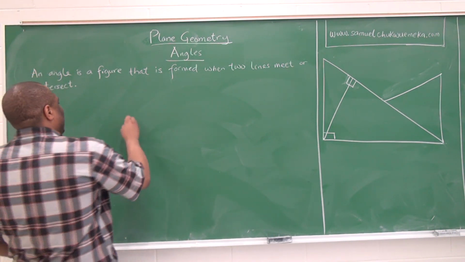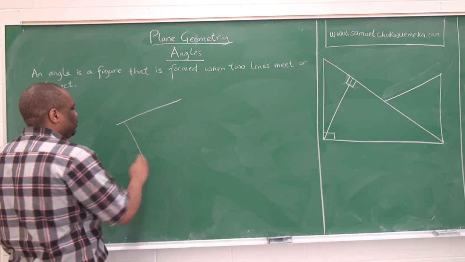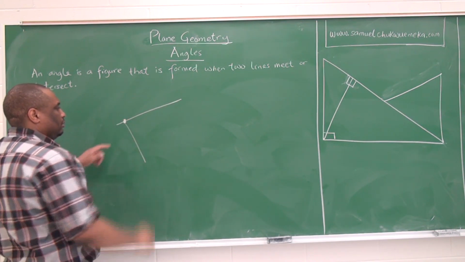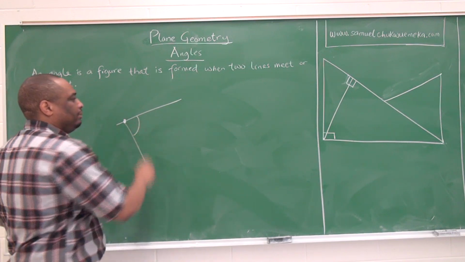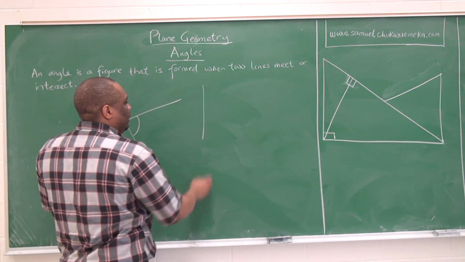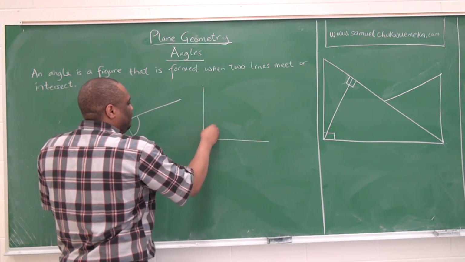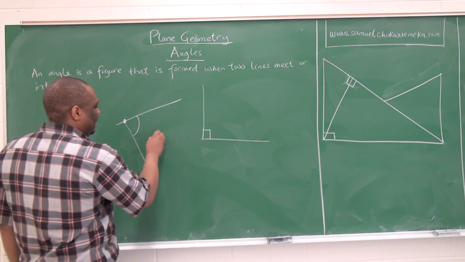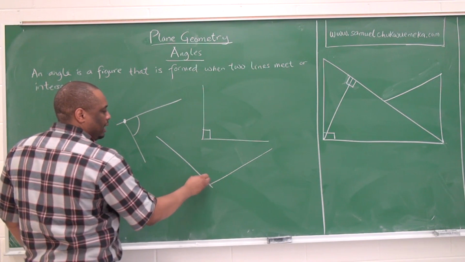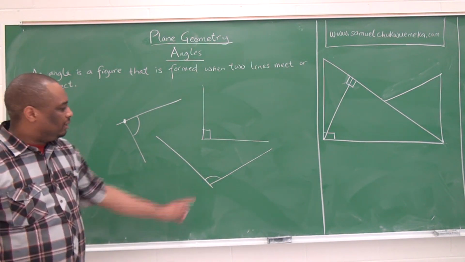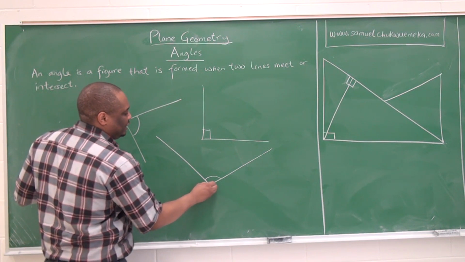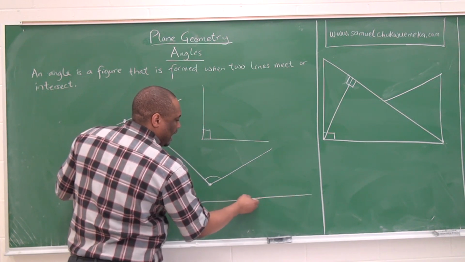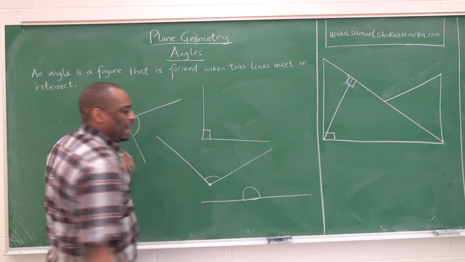When you have a line going this way and you have another line coming this way, and they meet at this point, an angle is formed. When you have a line going this way and another line coming this way and they meet, an angle is formed, and that's the right angle. Once the point of intersection forms the angle, when you have another line going this way and another line coming this way and they meet here, an angle is formed.